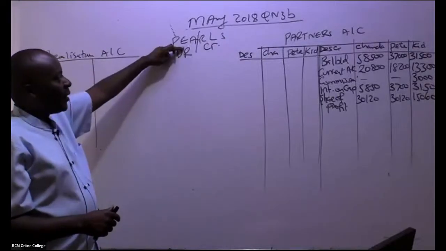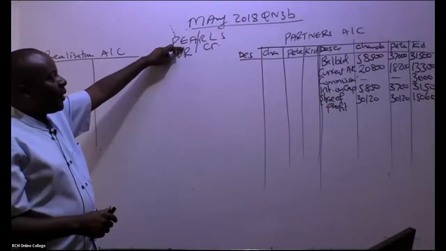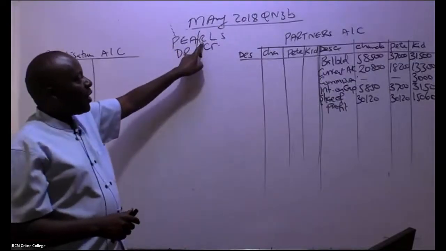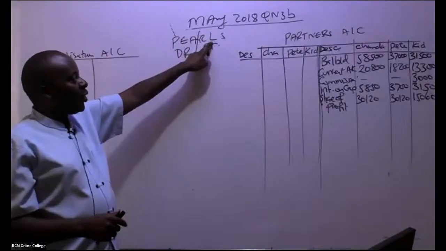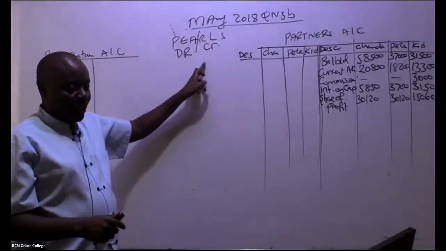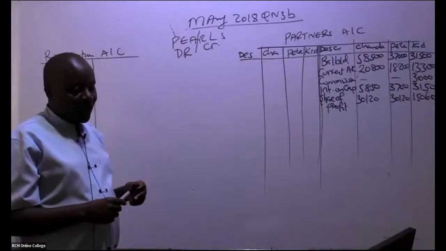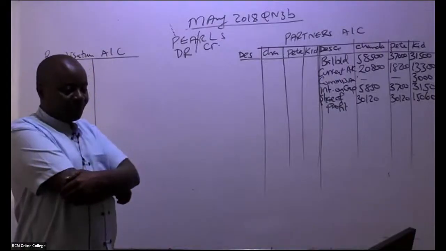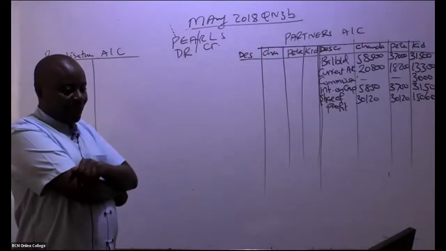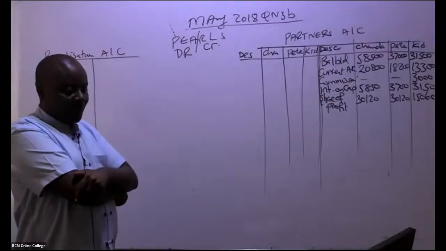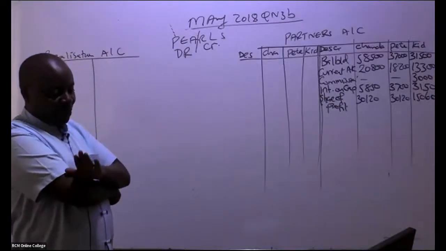We debit. And then we have here revenue, liabilities, and the share capital, you credit. Have you written that somewhere? Done. Thank you so much.